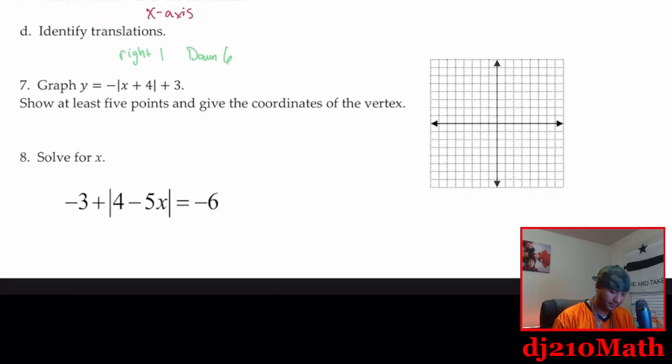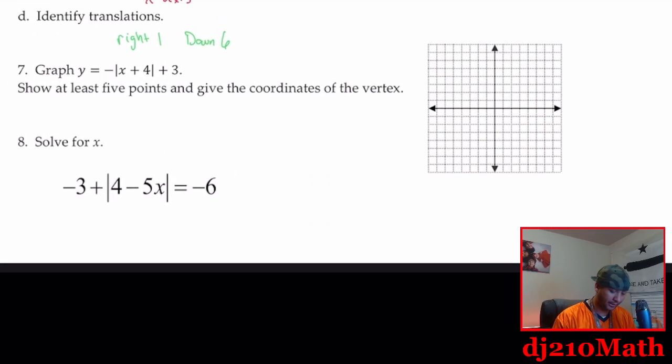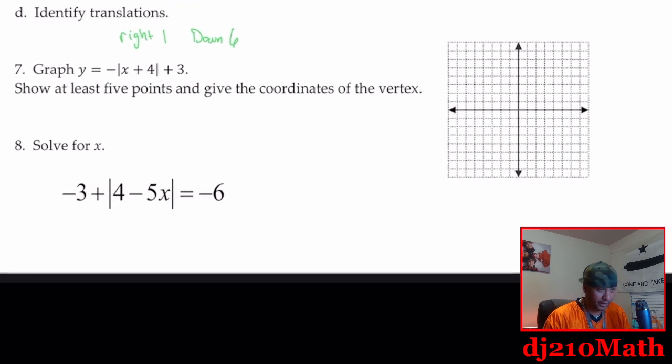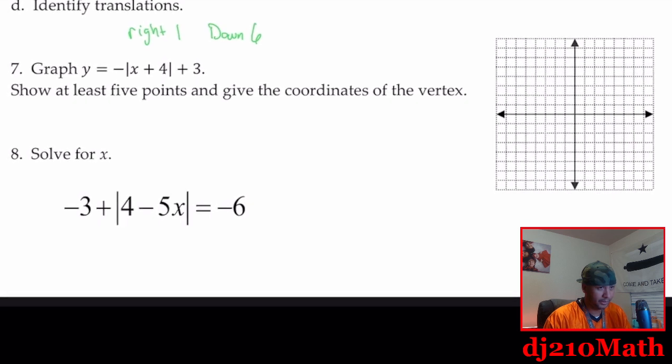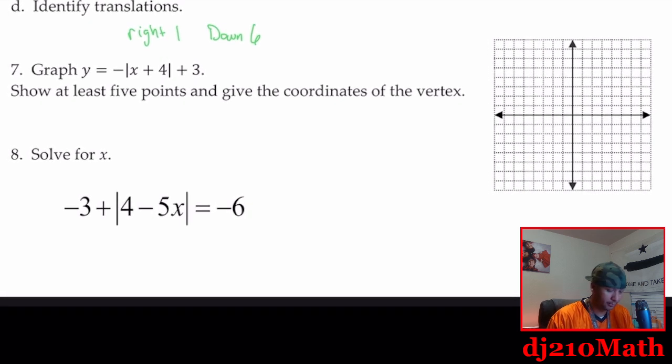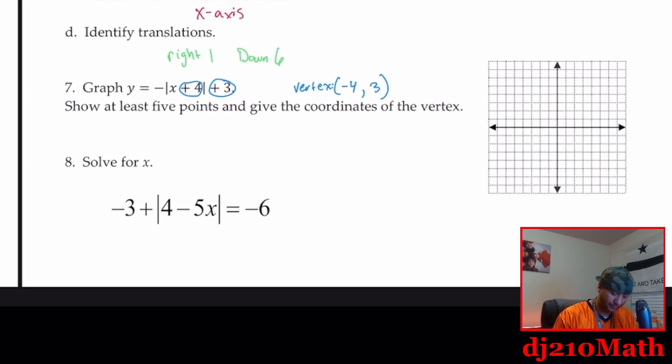All right, number 7. Graph this guy here. Okay, so we treat absolute value like we would any other parent equation, right? Or any other equation. Inside's going to lie. The vertex can be identified. So this is the x component of the vertex. So -4. So vertex is going to be -4, comma 3. -4, comma 3.